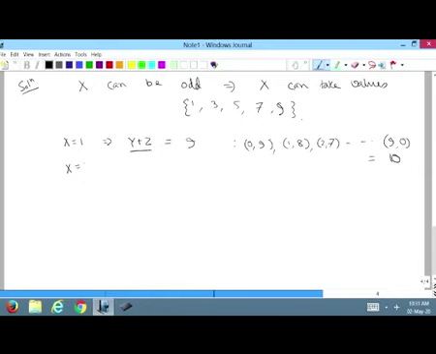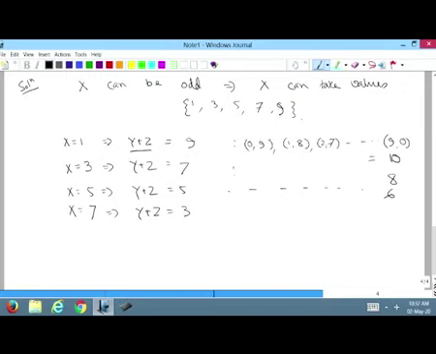then we can easily find out: x is equal to 3 implies y plus z is equal to 7. Therefore, the number of solutions is going to be 8. Similarly, x is equal to 5 implies y plus z is equal to 5. Therefore, the number of solutions is 6. x is equal to 7 implies y plus z is equal to 3. Therefore, the number of solutions is 4. And in a similar way, x is equal to 9 implies y plus z is equal to 1, and the number of solutions is 2. Therefore, the total is 10 plus 8, 18, plus 6, 24, plus 4, 28, plus 2 is equal to 30.